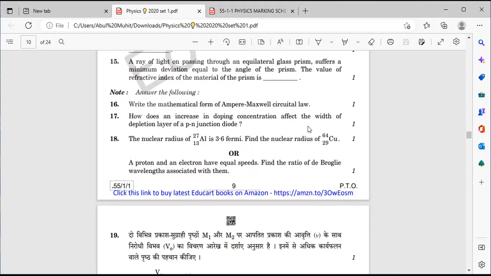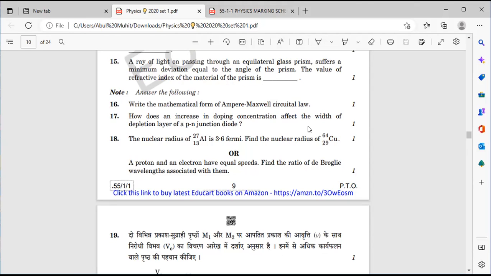No, this is one way. The second way is R1 by R2 is equal to R naught into A to the power of 1 by 3 for 64, divided by R naught A to the power of 1 by 3 for 27. 27 whole to the power of 1 by 3. And R1 is for 27, so the value of R1 is 3.6 Fermi. Just divide, R naught goes away. Yeah, so this is easier.